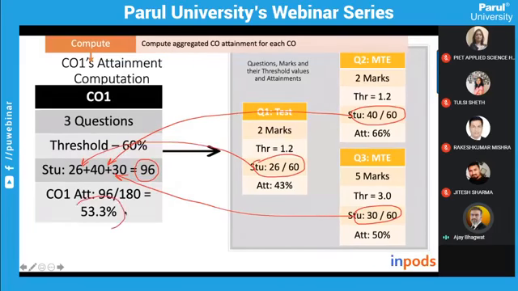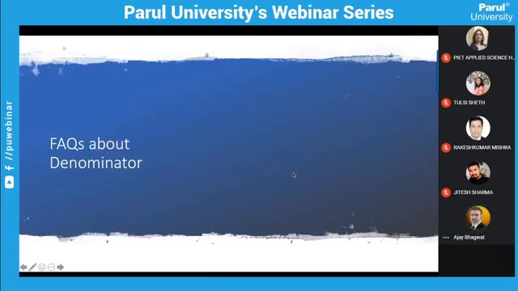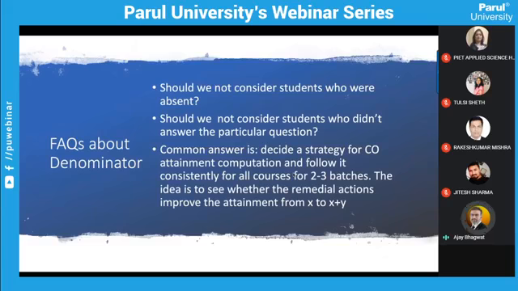53% is the attainment of CO1, which is contributed by these 3 questions. This is very simple actually, right? Now, there is another discussion that comes up when the discussion of the denominator comes. So the 2 questions that always are asked are whether or not to consider the students who were absent, and whether we should consider students who did not answer that particular question.